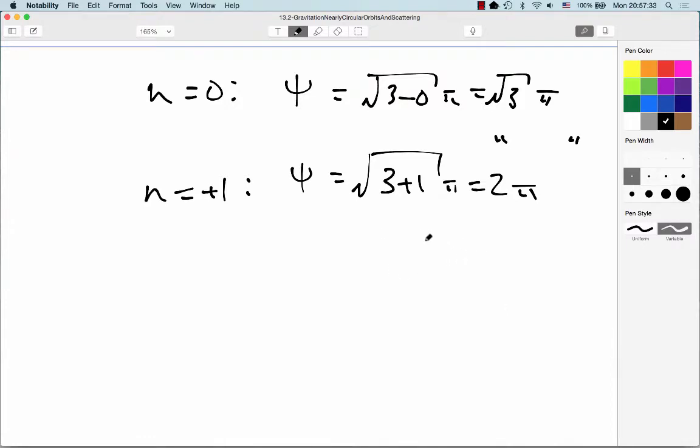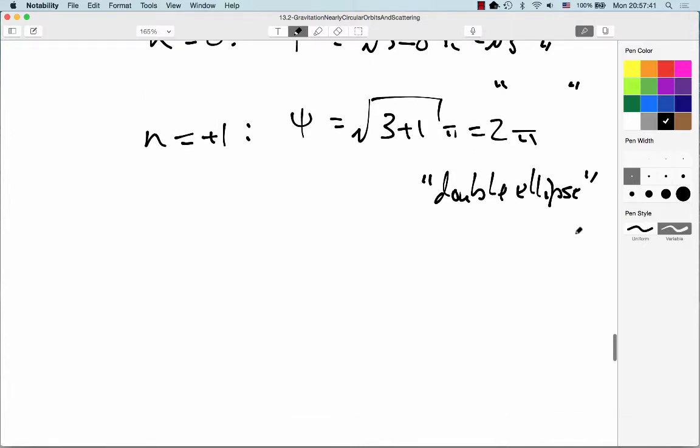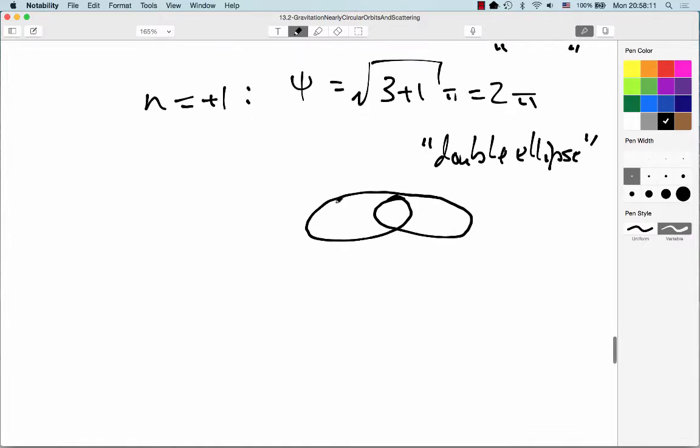This is what we call a double ellipse. I'm not going to draw it well, but I will draw it. It kind of does one of these numbers-ish. It's a double loopy kind of thing. So one of these happens in nature, and one of them doesn't. The one that happens in nature is the ellipse, so there you go.